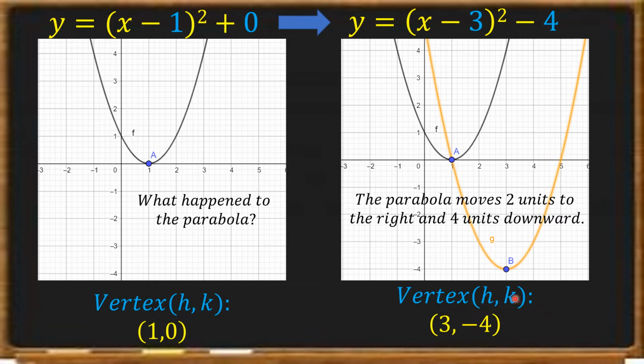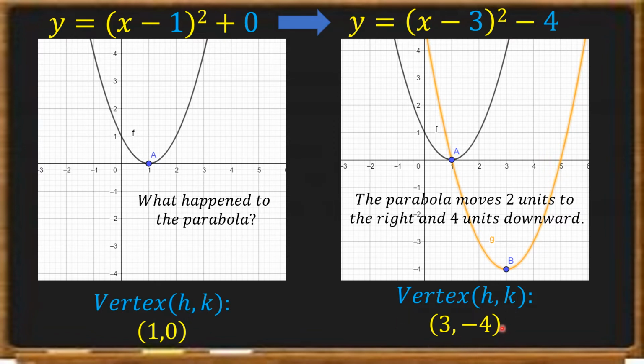For your k, the movement is upward or downward. For your h, the movement is to the right or to the left, depending on the sign. If it is positive, to the right. If it is negative, to the left. For k, if it is positive, upward. If it is negative, downward. Okay, I already discussed that in our previous videos.